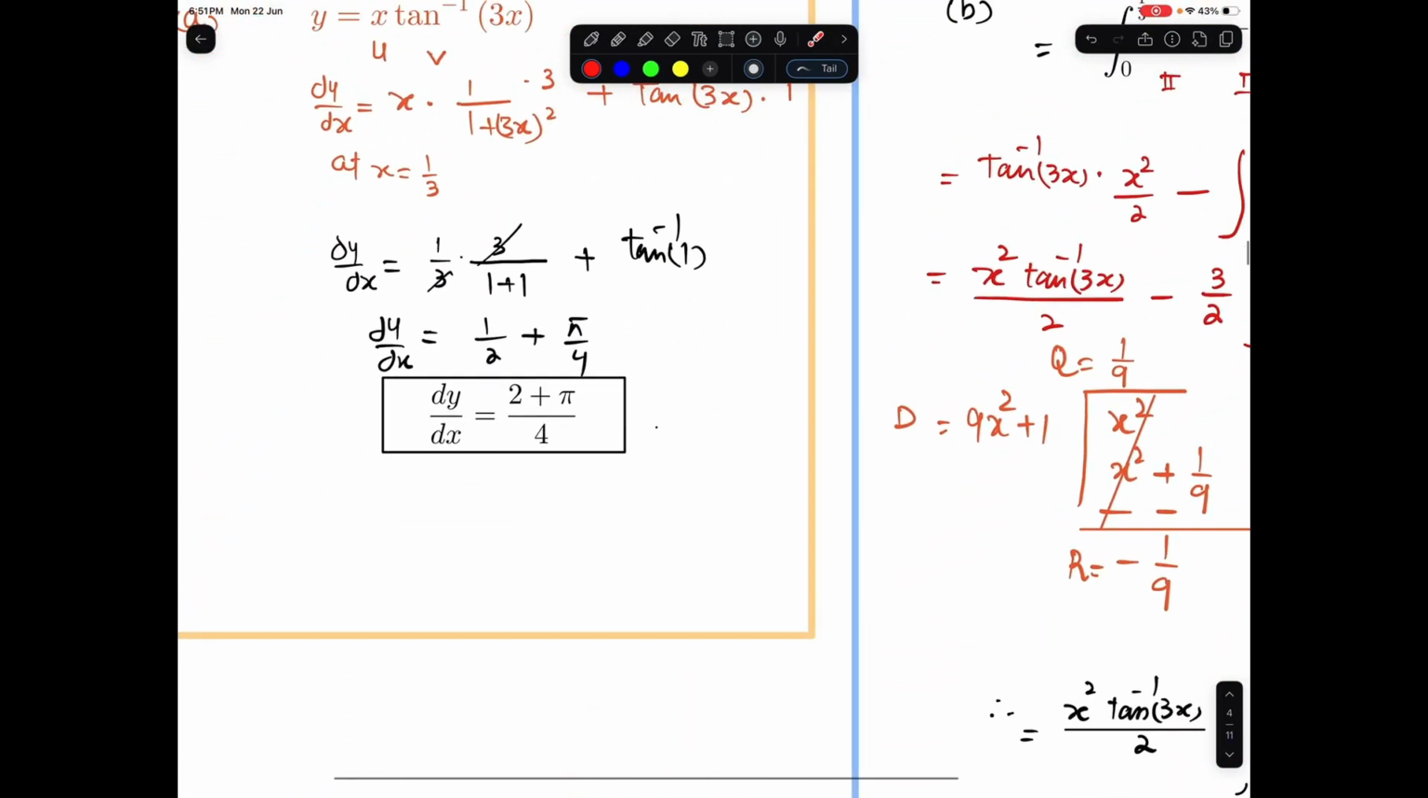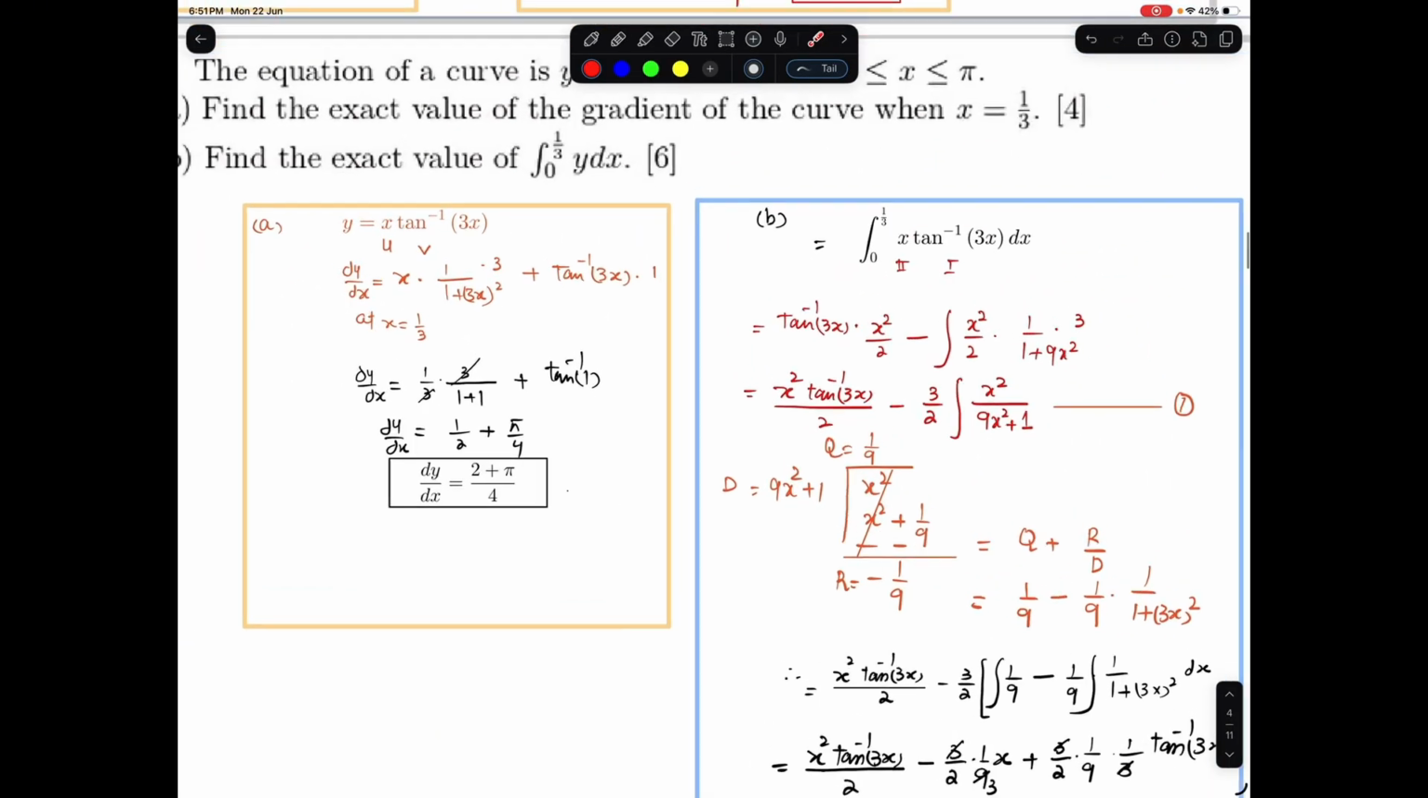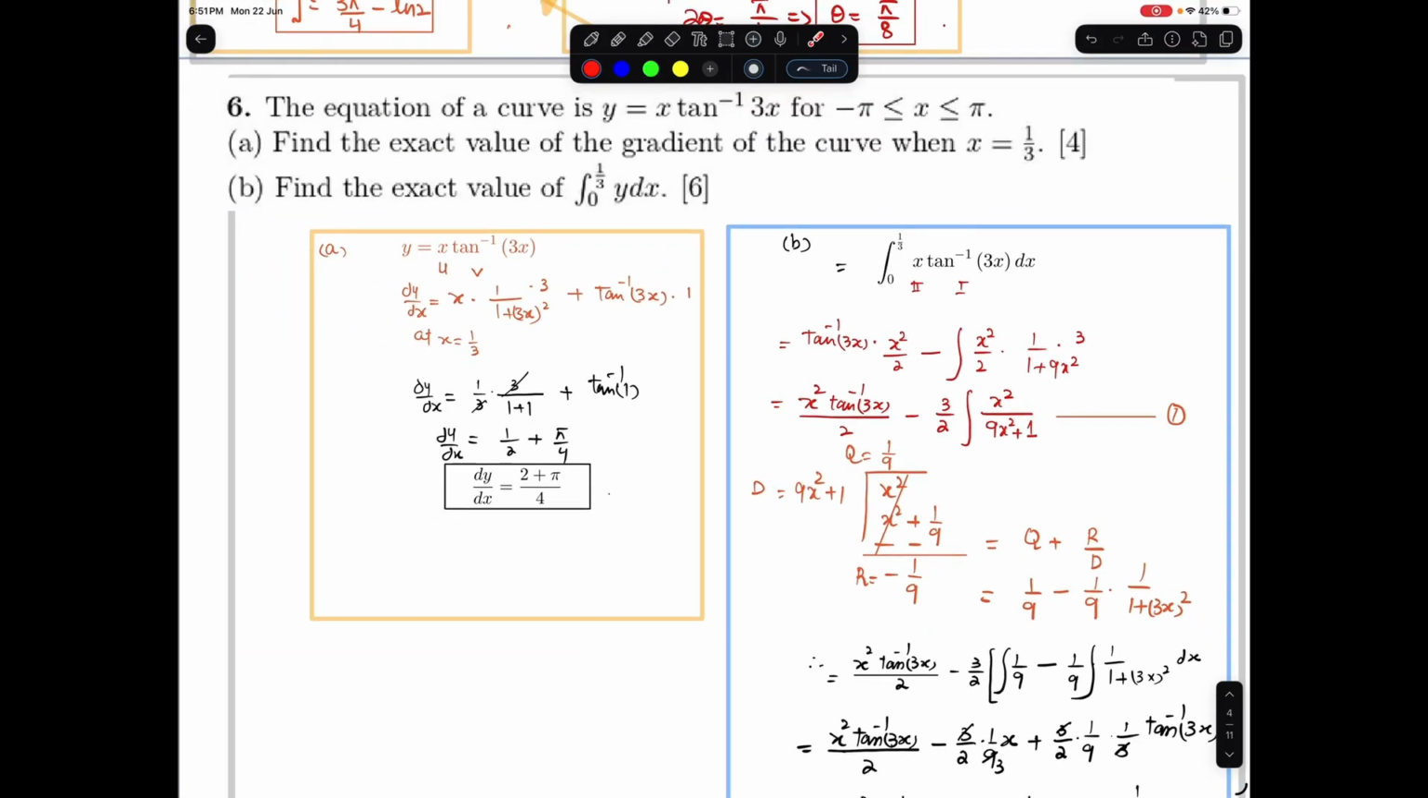1 over 3. By putting 1 over 3 you will be getting 1 by 2 plus pi by 4. Or we can write this as 2 plus pi over 4, we can write it like this. Is it okay? Then this was the differentiation question of 4 marks.